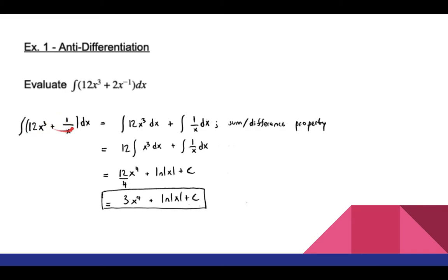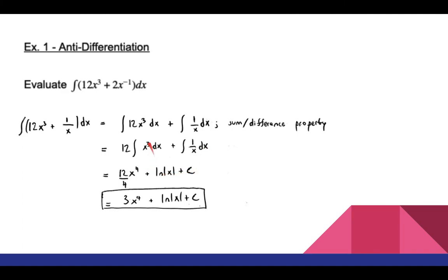We notice we have indefinite integrals, and a sum of functions, so we can break up the integrals: the integral of 12x cubed plus the integral of 1 over x dx, again forgetting that 2 that I have right there. Next, we notice we have a constant multiple attached to x cubed, so we can factor it out. That becomes 12 times the indefinite integral of x cubed plus the indefinite integral of 1 over x.